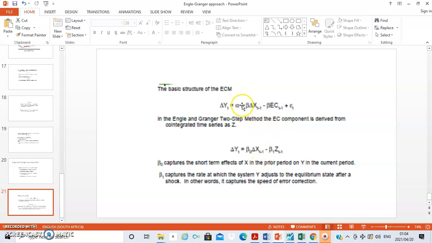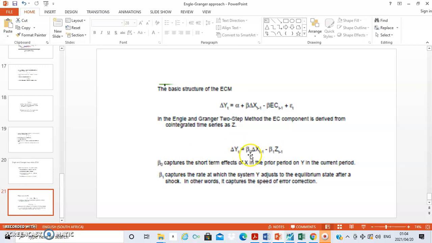Basically, again, it's just the structure of the error correction model. So we'll then have change in y t, the current value, as a function of alpha, and then beta change in x t minus 1, minus beta times the error correction term lagged by 1 period. So this is basically the Engle Granger, or the so-called residual approach to co-integration. Then we obviously know that change in y t is equal to beta 0 change in x t minus 1 minus beta 1 z t minus 1.